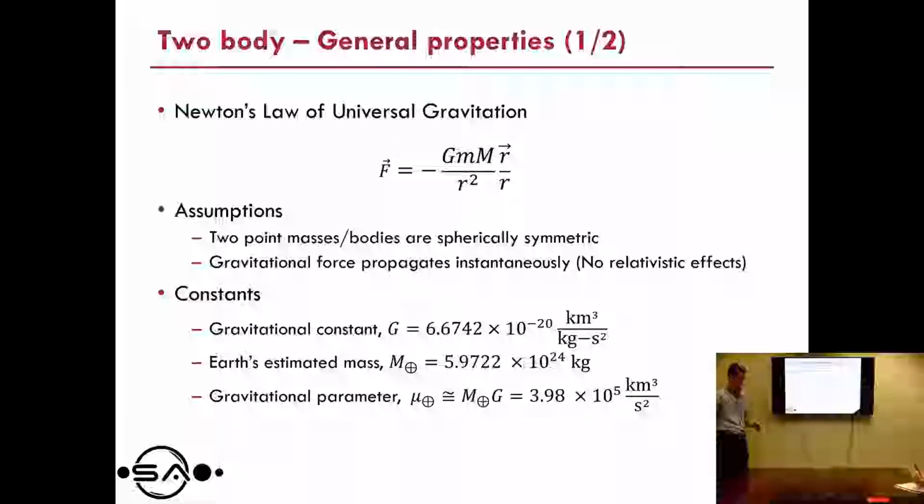So our assumptions in this case, because we're looking at 2-point bodies or 2-point masses, are that the bodies are also spherically symmetrical, right? And it's a hard assumption, especially when the Earth is so massive, to call it a point mass, but in this case that's what we're doing, right? So the gravitational force also propagates instantaneously. We're ignoring all relativistic effects and anything in that sense. The gravitational constant, again, there it is, the Earth's estimated mass.